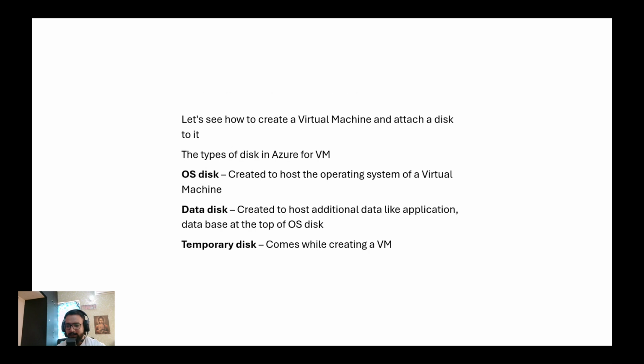Let's see how to create a virtual machine and attach a disk to it. The types of disk in Azure VM are: OS disk. This disk is created when you create a virtual machine. Data disk. This disk you additionally create and attach to the existing virtual machine. Temporary disk. This comes while creating a VM.